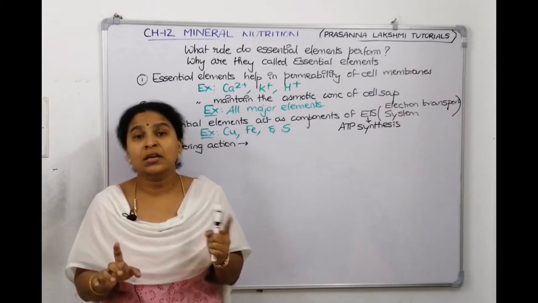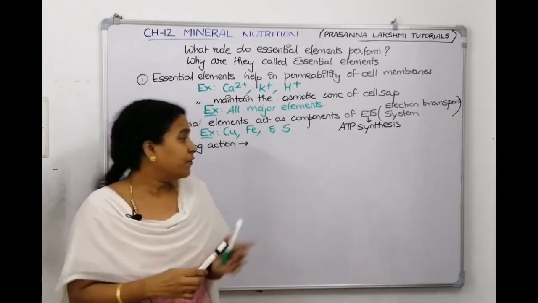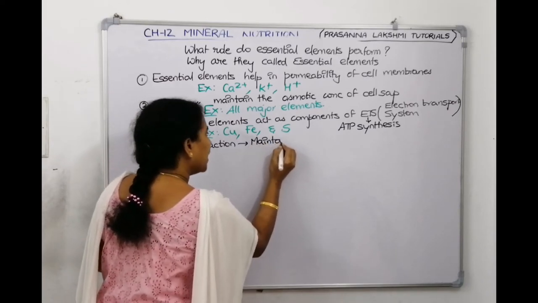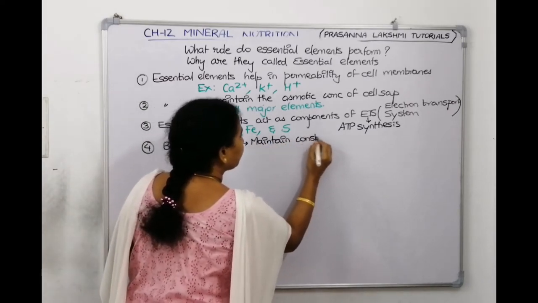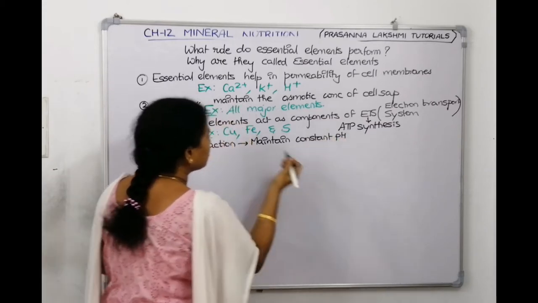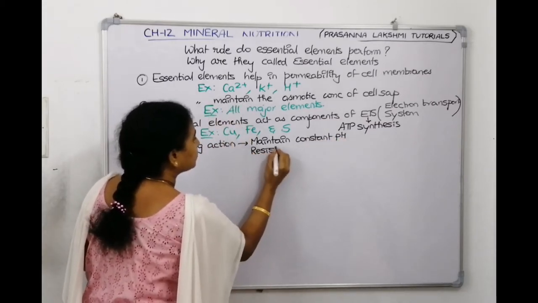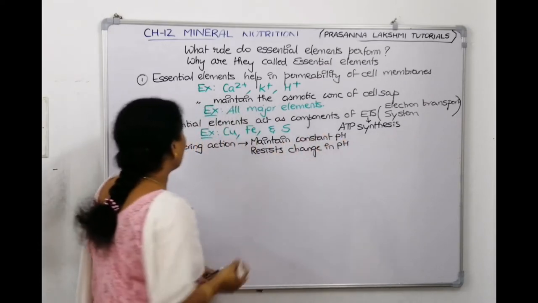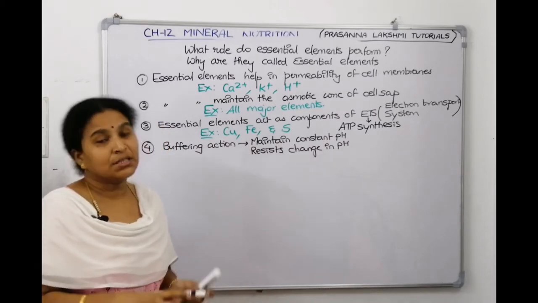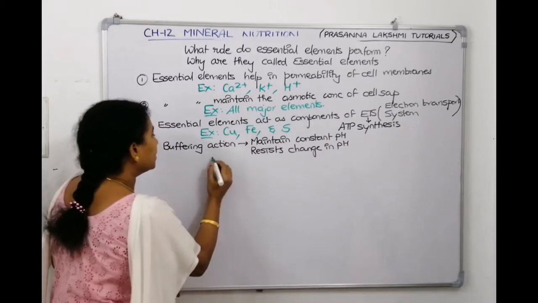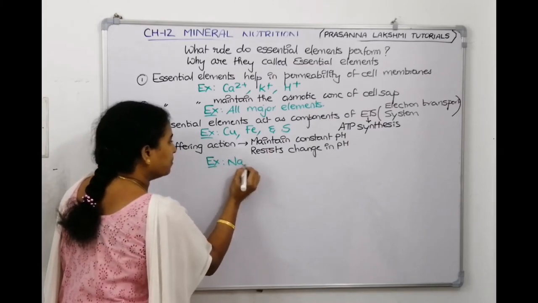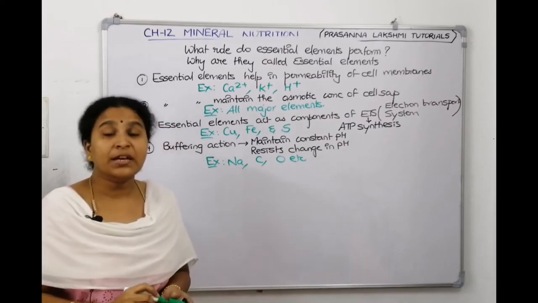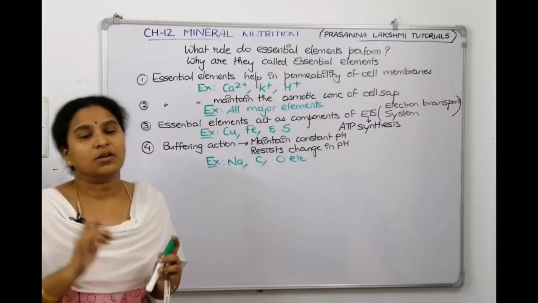And there are some ions which can act as buffers. So buffering action means, what did I tell? They help to maintain constant pH. Buffer means it resists change in pH. Now, what are the ions we can take as examples which resist change in pH? We can take the examples of sodium, carbon, oxygen. These are examples which can act as buffers, which maintain the pH at a constant range.